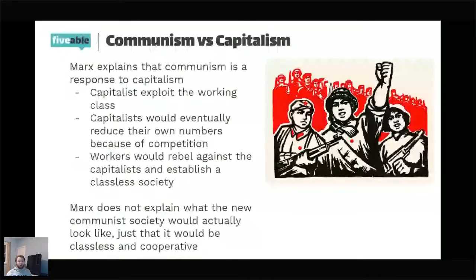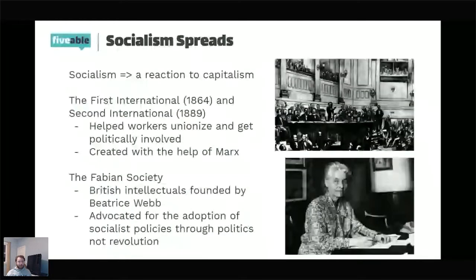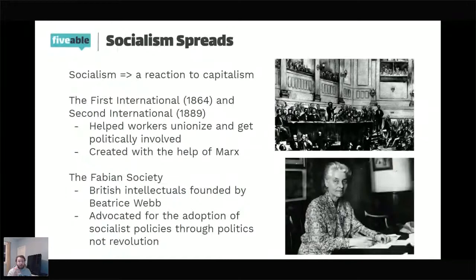So let's talk a little bit about Marxism in action here. If we think about socialism as a reaction to capitalism, as I've said this whole time, we can see how they actually utilize their socialist ideas and how they actually attempt to change society. And so we're going to look now at how socialism spreads throughout the European continent.